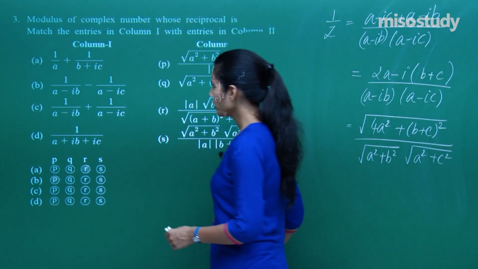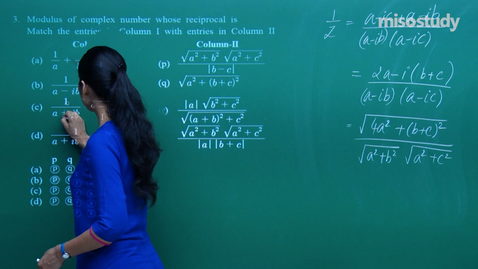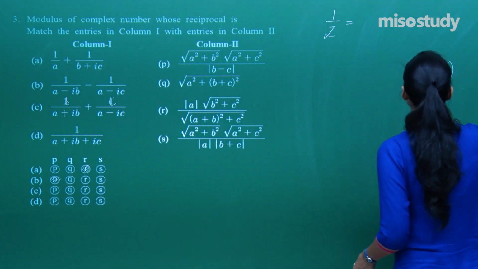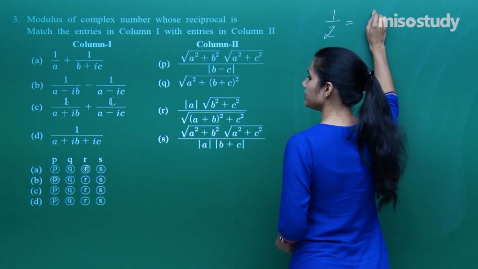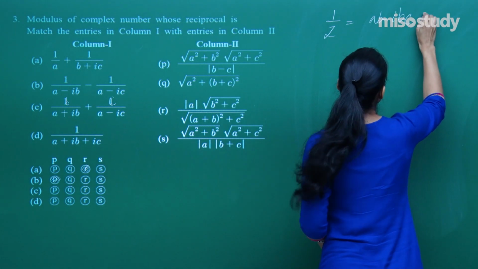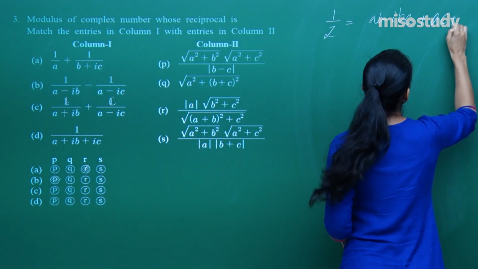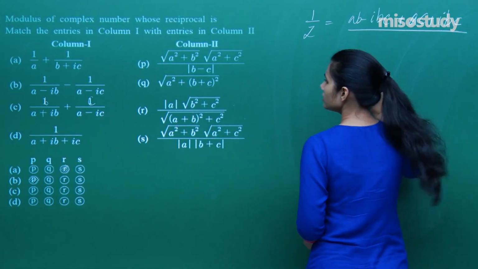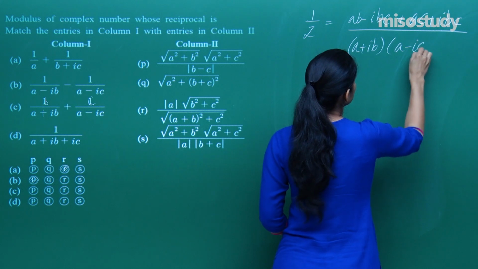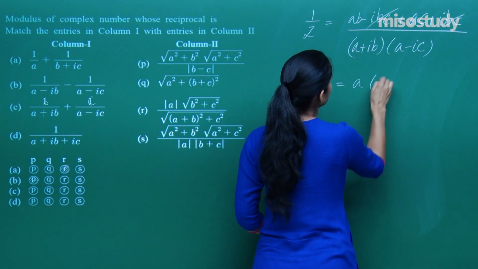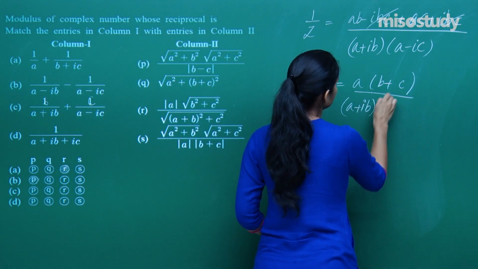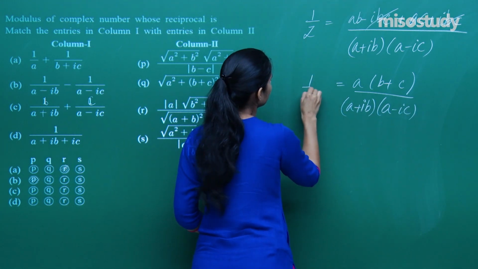Okay guys, so in here there is a small correction. Here it will be B upon A plus iota B plus C upon A minus iota C. Now if you try to decode the correct option, what would that become? It will be 1 by Z means AB minus iota BC plus AC plus iota BC, whole upon A plus iota B into A minus iota C. This gets cancelled, you are left with A times B plus C upon A plus iota B into A minus iota C. This is 1 by Z.